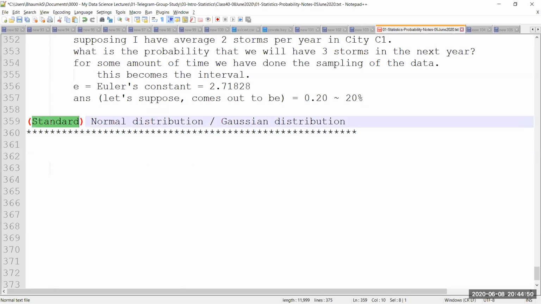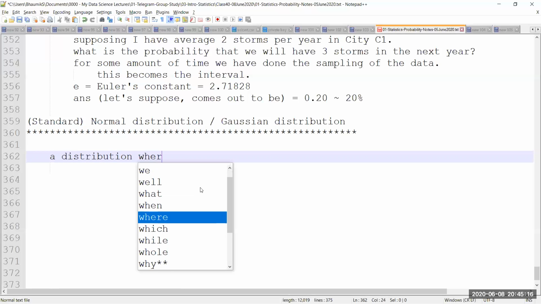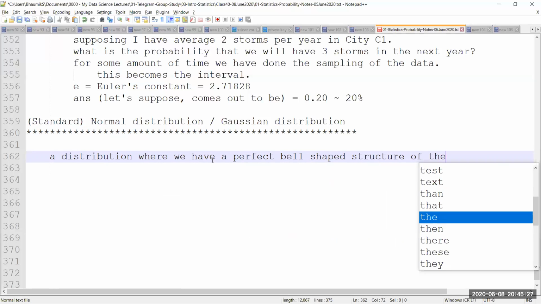Now, before we look into the definition, I would like to clarify that in different areas, in different books, standard distribution is described in a different way, normal distribution is described in a different way, and Gaussian distribution is described in a separate way, right? But overall, the ideology, the principle that they all have is that this is such a distribution where we have a perfect bell-shaped structure of the PDF.